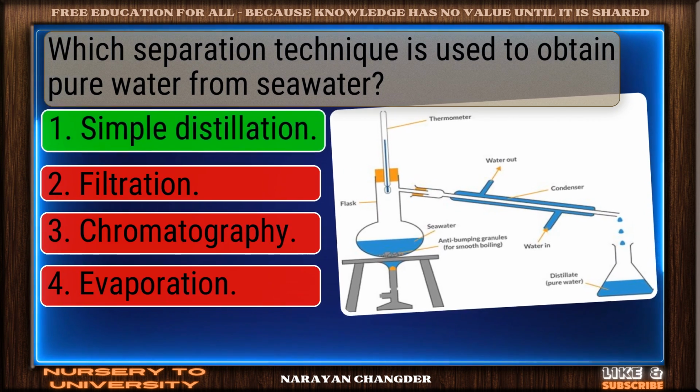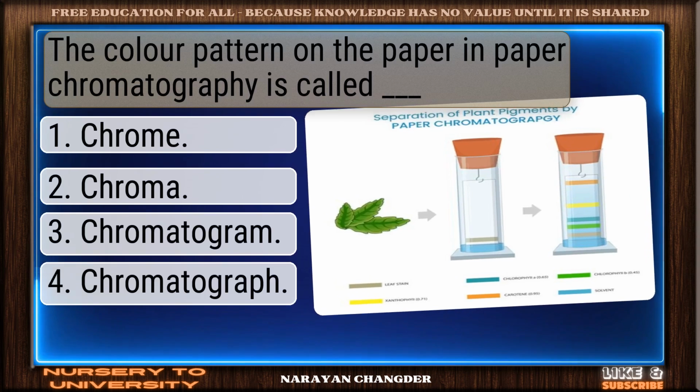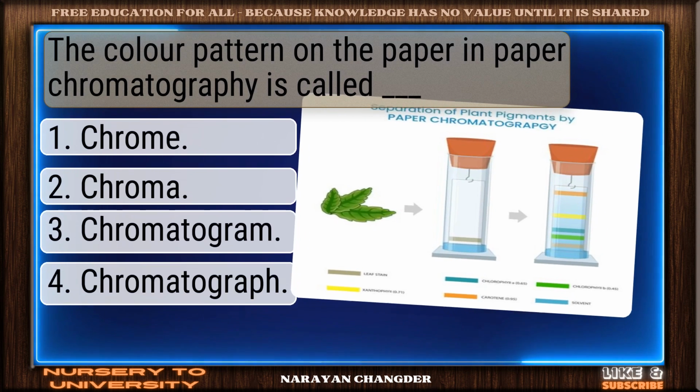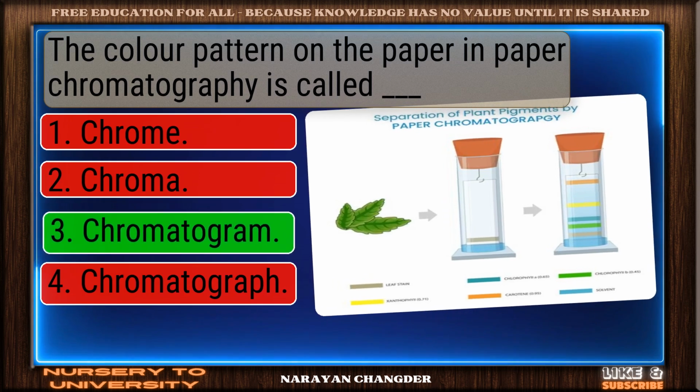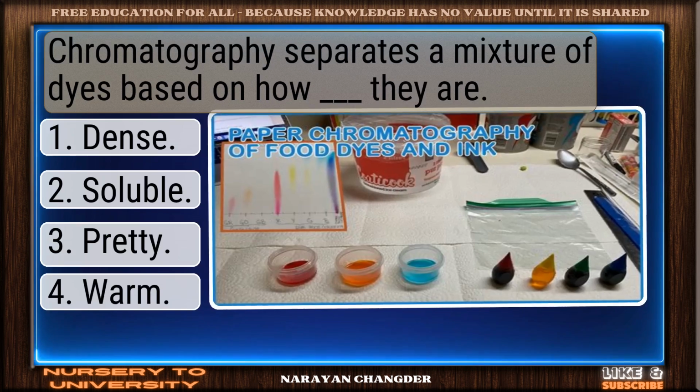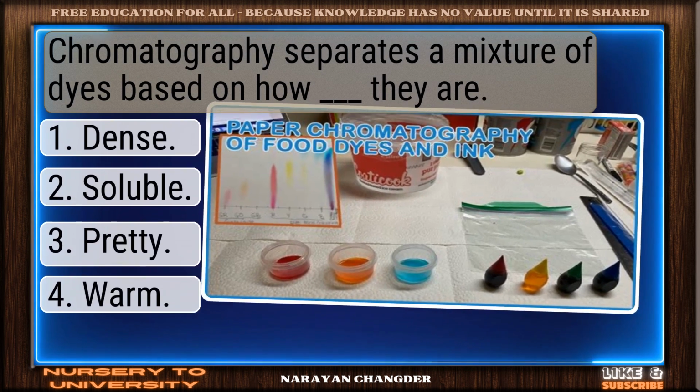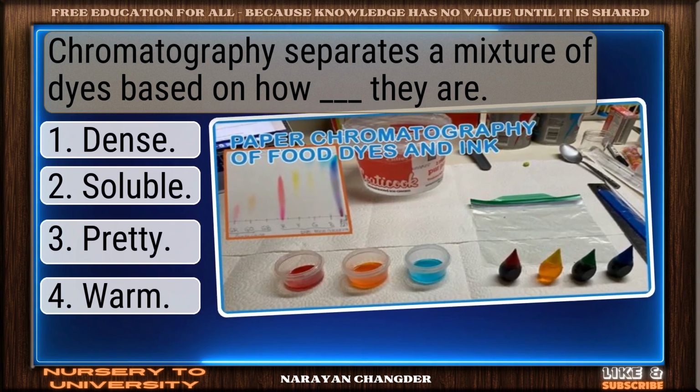Well supported, simple distillation. The color pattern on the paper in paper chromatography is called dash. Confident and correct, chromatogram. Chromatography separates a mixture of dyes based on how dash they are.